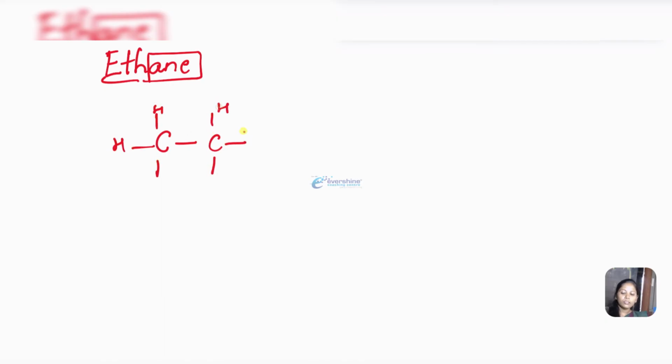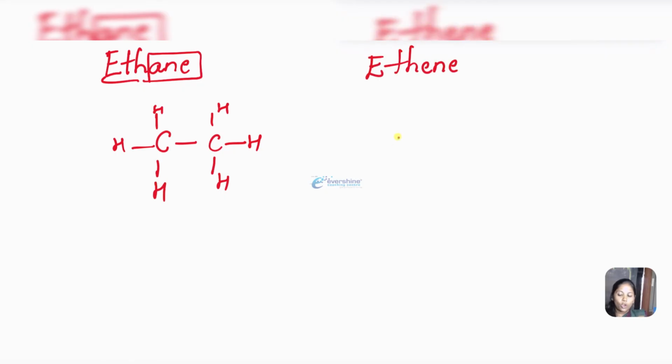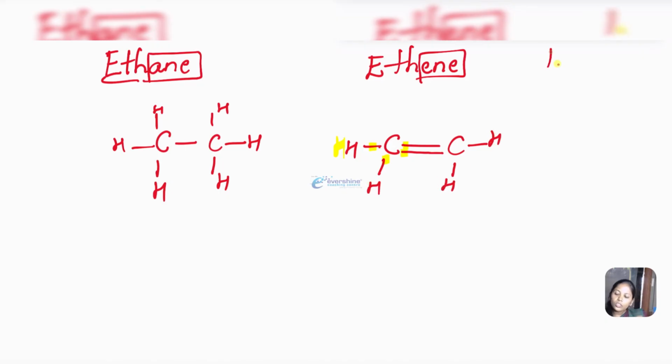Next, they'll ask how to write the structure of ethene. Eth means how many carbon? Ene means double bond. Between the 2 carbon, write a double bond. For the rest, for 1 carbon, how many bonds should be there? 1, 2, 3, 4. 4 bonds. And the rest you write hydrogens. How to write the structure of ethyne? Eth means 2 carbon. Yne means triple bond. How many hydrogen should I write for the rest? 1.